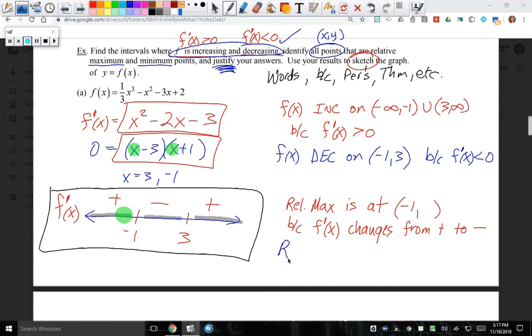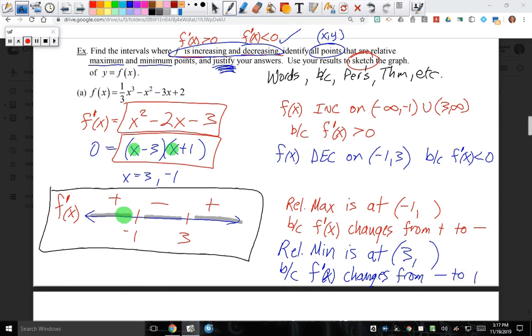The relative min is what? Is at 3 something because what? Yep. F prime of x changes negative to positive. So you got to be organized. Okay? How would I get these values? Plug it into the original equation because we're talking about f of x.